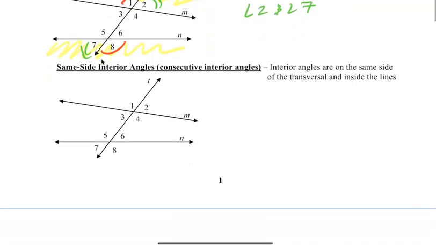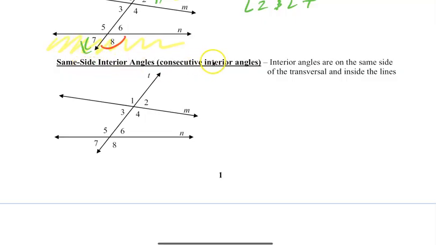Okay, the next one, same side interior, also known as consecutive interior angles. I would say that, again, they are what they sound like. They're on the same side and on the interior. So let's focus on interior first, right? So interior angles are, again, the ones inside the two lines. So these would be my interior angles. That's my interior. And they're on the same side.